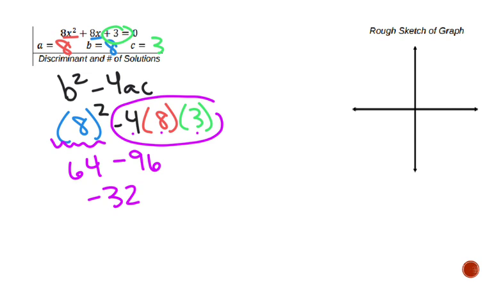So once again, you're going to go back and look at the chart. And since our discriminant is negative, if you look across from that, every time the discriminant is negative, that means you have two imaginary solutions. That's our i. Two imaginary solutions, no real solutions.